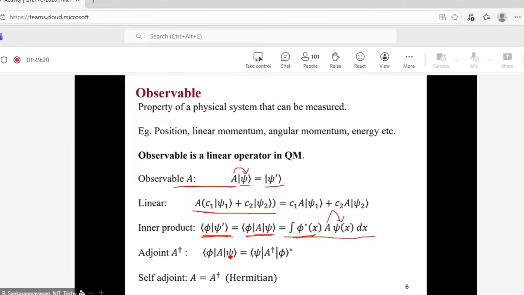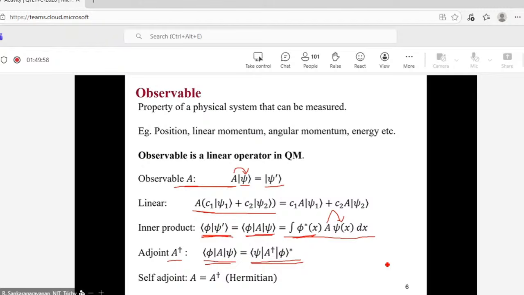And again, we are going to define what is called the adjoint, A dagger. What it says is that for every operator A, there exists an operator A dagger such that this object is equal to this object. So this linearity of the vector space ensures that for every operator A, there exists an operator called A dagger. That A dagger is called the adjoint of A.